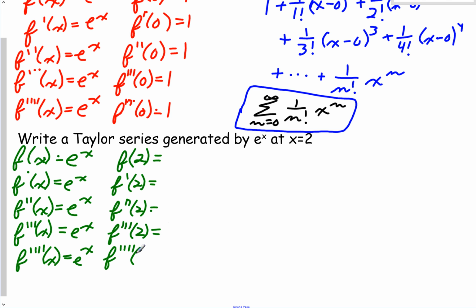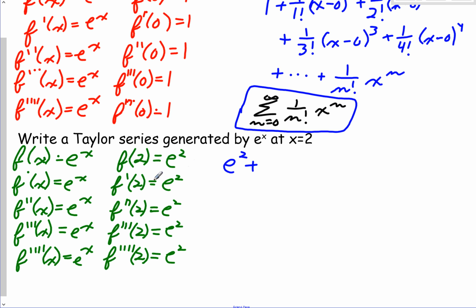Because the derivatives and the function are all the same, when I plug 2 in, I get e squared for all of these. And normally when I'm constructing a Taylor series, I do all of these first and then start putting it all together. So my first term is just f of my center, so e squared.